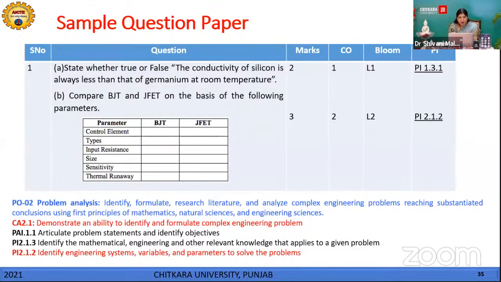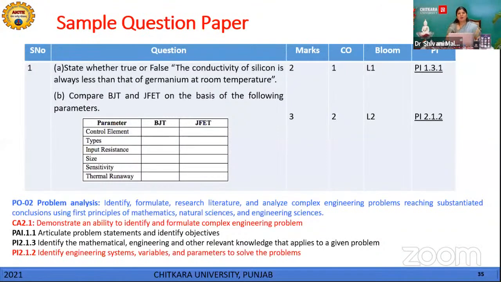Now I'll come down to the performance indicator. If we check performance indicator 2.1.2, identify engineering system, variables, and parameters to solve the problem, now I'm very clear. Yes, my question is aligned to this performance indicator, because in this case we are identifying these parameters in an engineering system to solve this particular problem. So it gets aligned to PI 2.1.2, and thus I can say that CO2 is mapped with PO2.